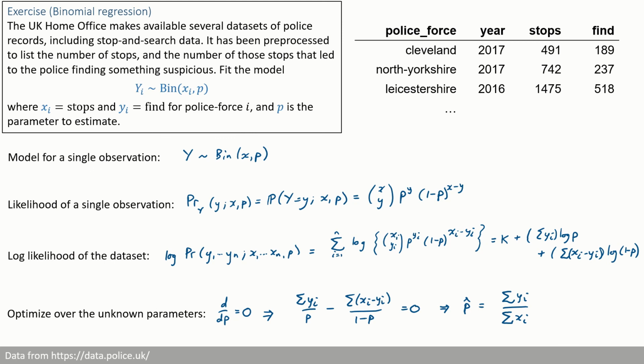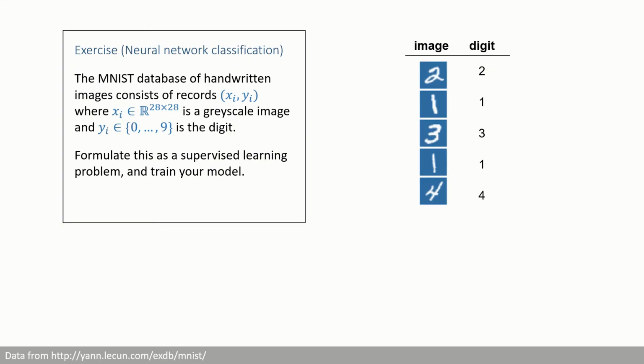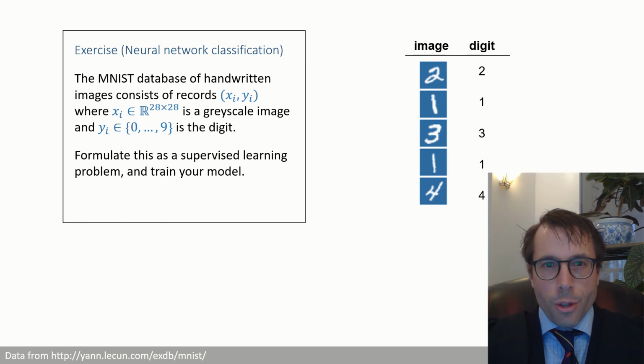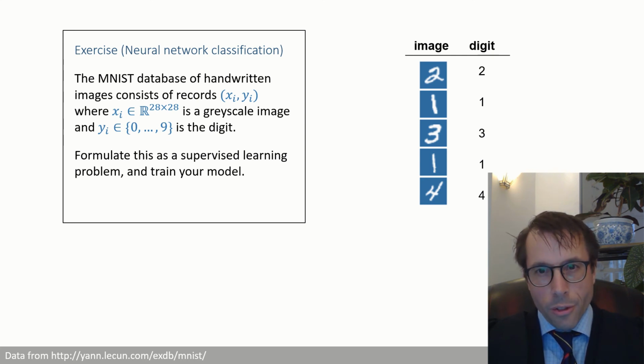Okay, last example, deep learning for image classification. The MNIST database of handwritten images consists of records x_i, where x_i is in the reals to the 28 times 28. In other words, it's a grayscale image with 28 times 28 pixels. And y_i is the digit. That's an integer in the range 0 to 9. Formulate this as a supervised learning problem and train your model. I'm not going to go through the working here. You can find it in lecture notes available on the course webpage in section 3. All I'm going to do now is say there's nothing more to this than exactly the same procedure we've just been using throughout this section of the course.